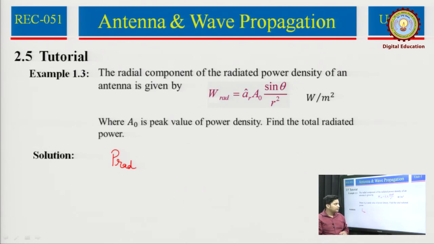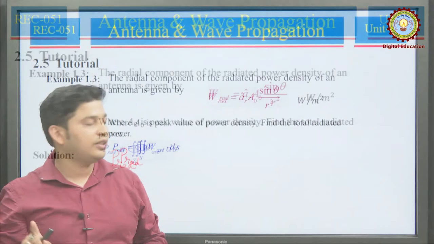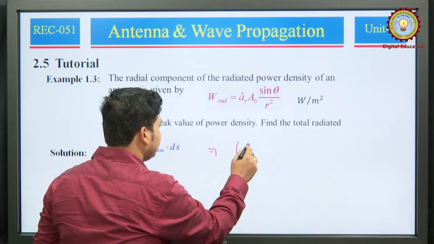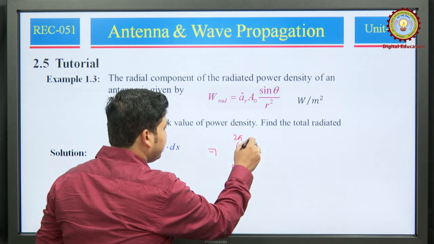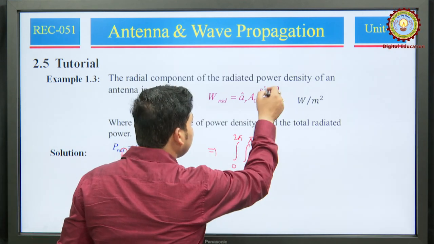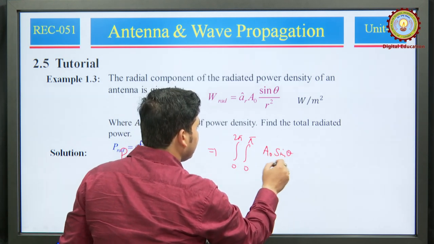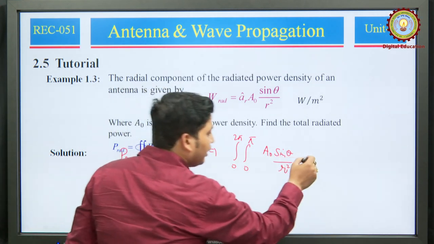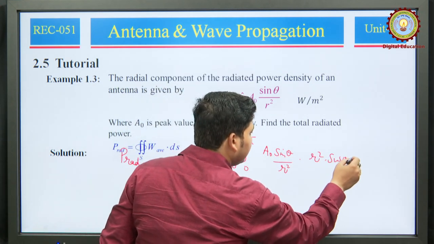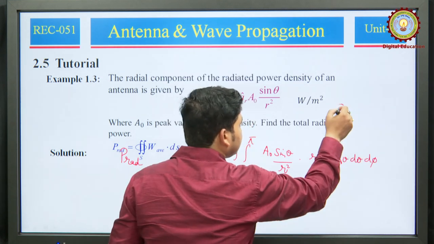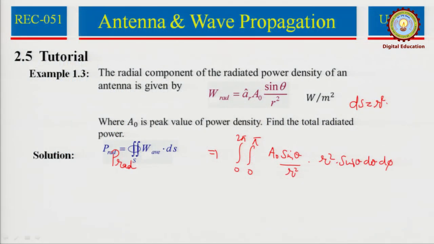You need to find out the total radiated power. And if you recall, the formula for this is very easy. Remember this formula? dA or dS. What is dS? R square sin theta d theta d phi. So, this formula is very easy, 0 to 2 pi, 0 to pi, this value which is given as W radiation, just put it over here, A naught sin theta upon R square into R square sin theta d theta d phi, because dS is nothing but R square sin theta d theta d phi.